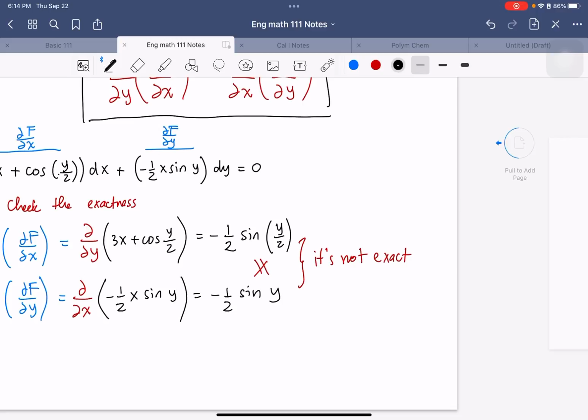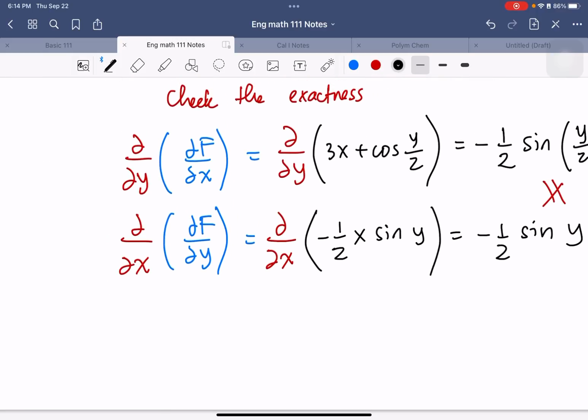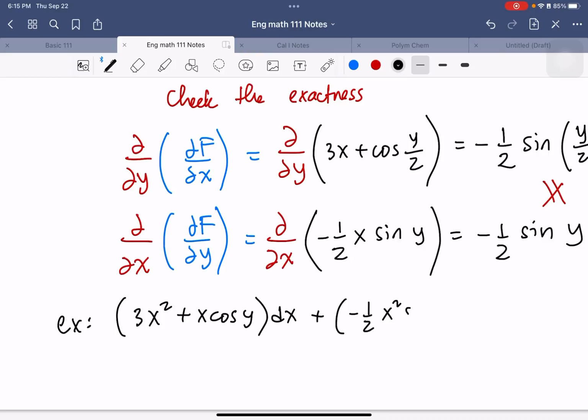Okay, I think if I give you this example here, 3x squared plus x cosine y, dx plus negative half x squared sine y dy equals 0. If you try to find the exactness, you will see that they both will be exact differentials.